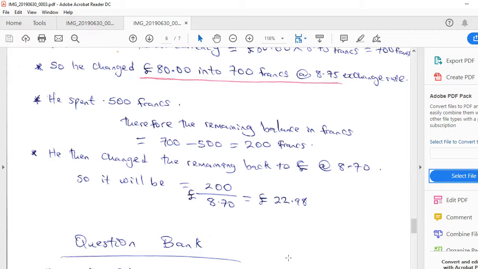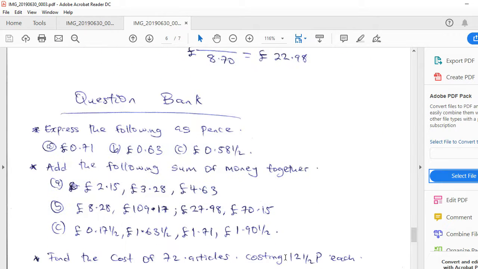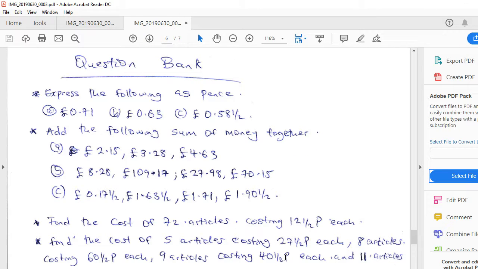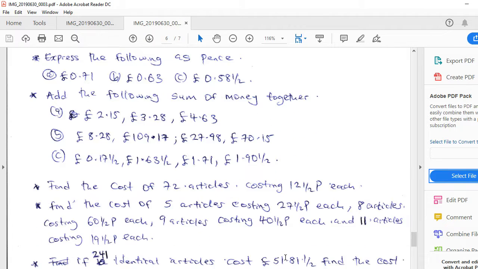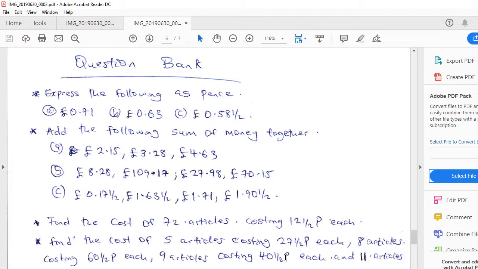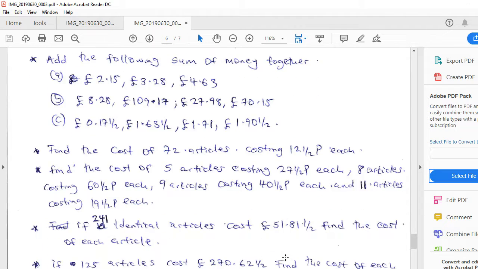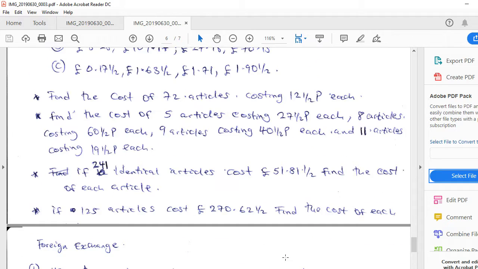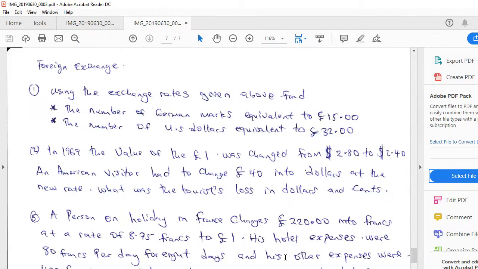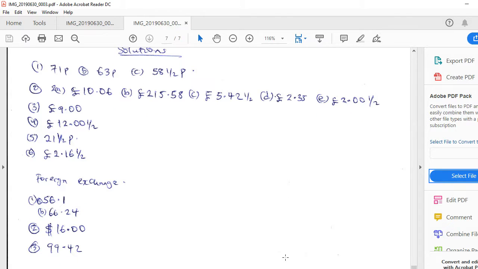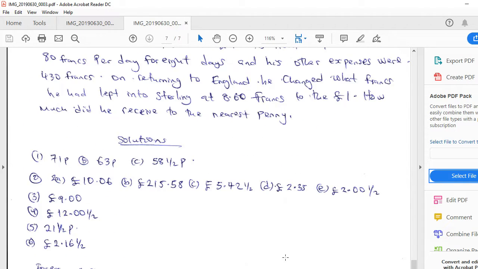I want you to try to solve the questions that are below to build your confidence in what you've just learned, because the only way to understand mathematics is by solving questions, and solving different types of questions makes you master it, makes you know what to do next when you see a similar kind of problem. So I prepared some questions here for you. Try solving them. The solutions are also underneath, so you can check to see if you are wrong or correct.